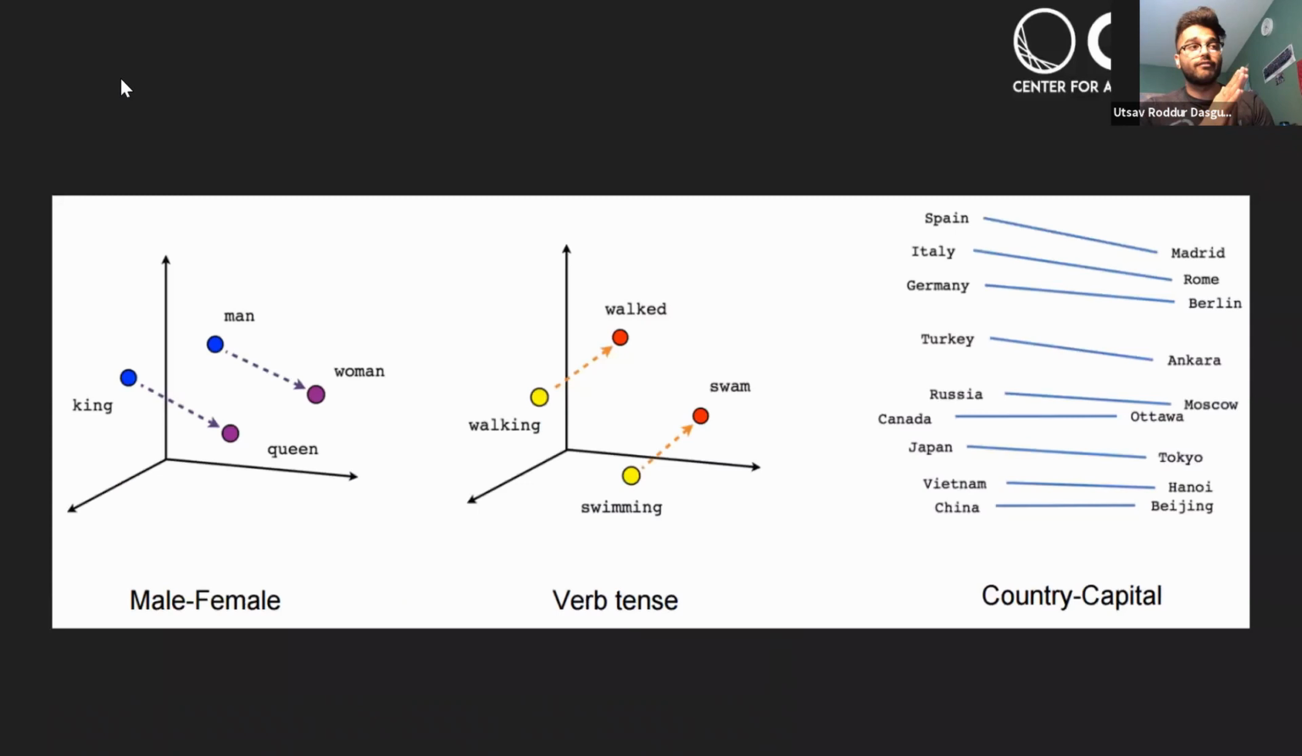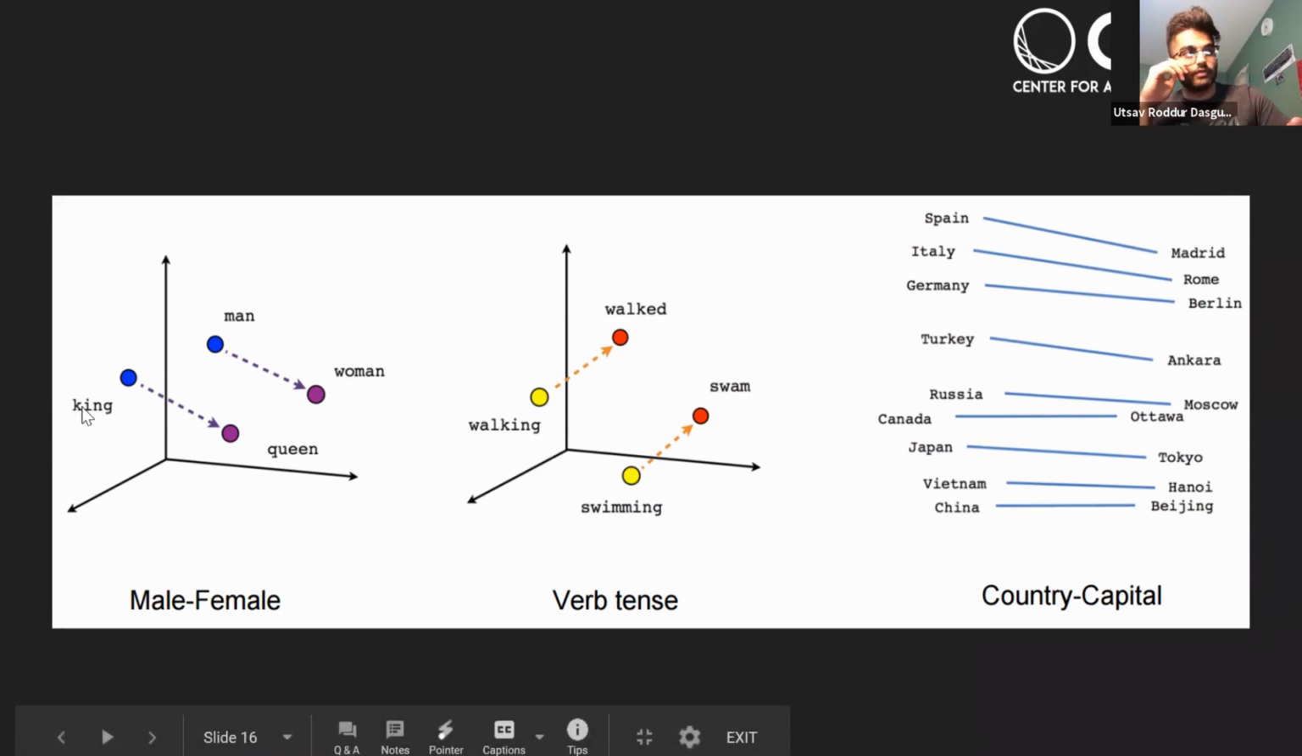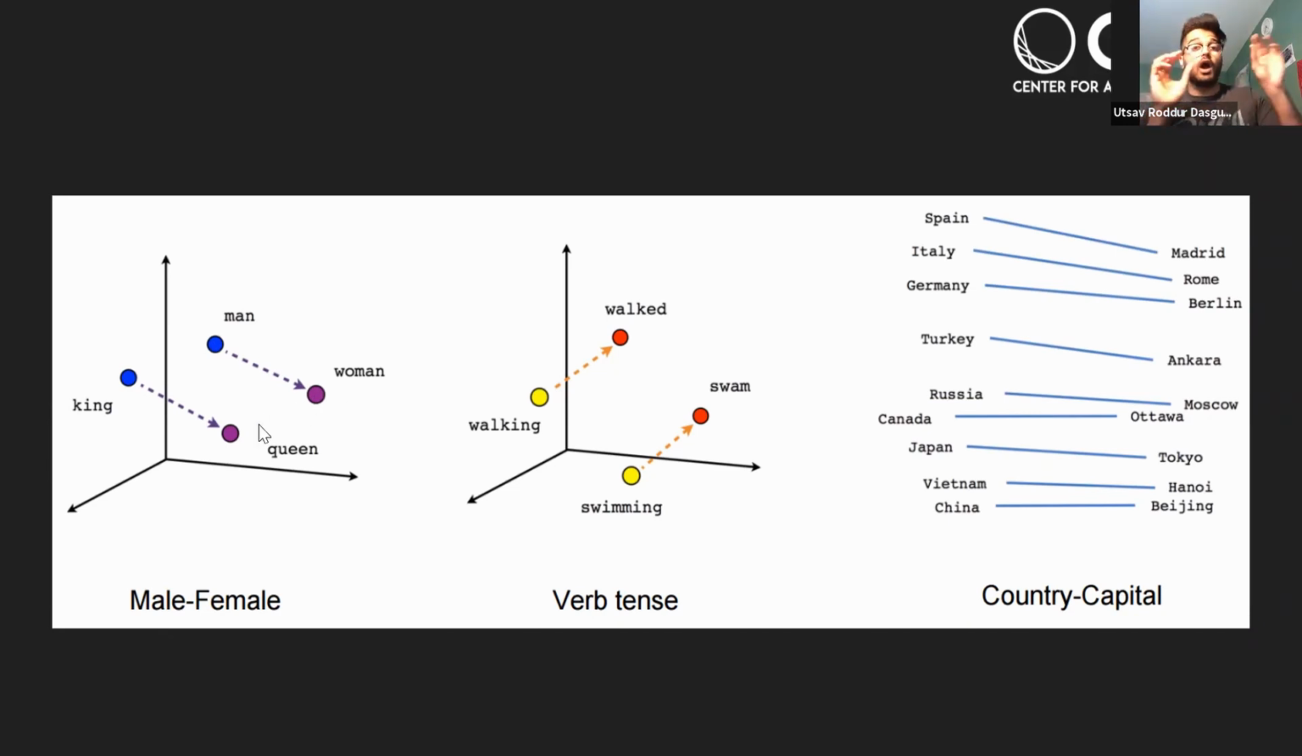Word2vec and GloVe are very, very useful because the vector, the literal direction in whatever high dimensional space is associated with each word, contains relevant information about that word. A great example of this is on the left. When you convert the word king to a vector and man to a vector, they're close to each other, just as queen and woman are.